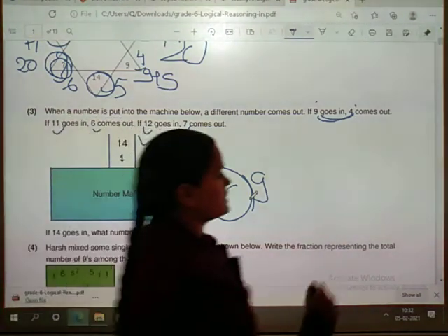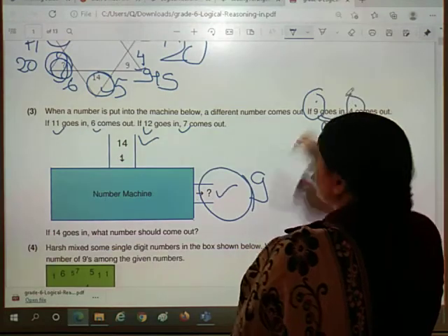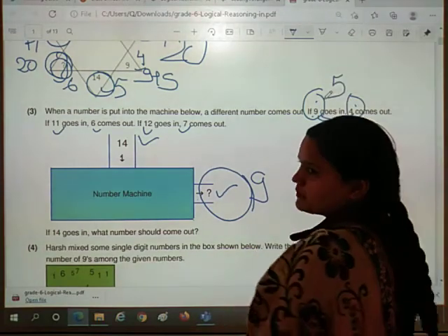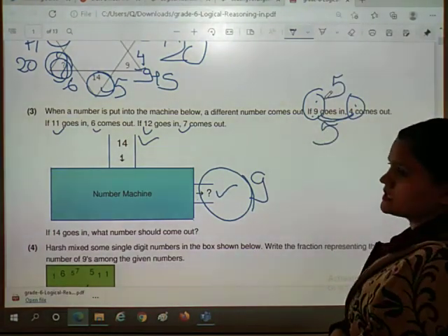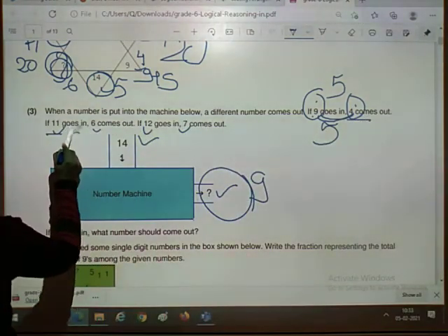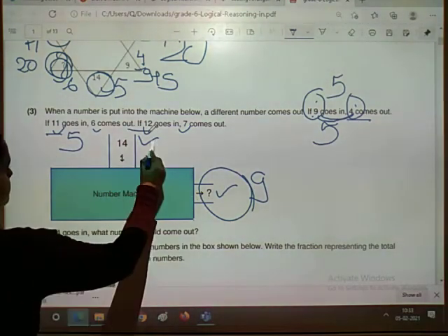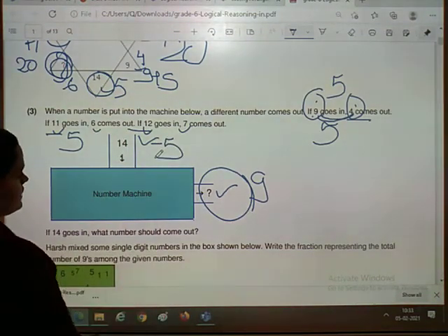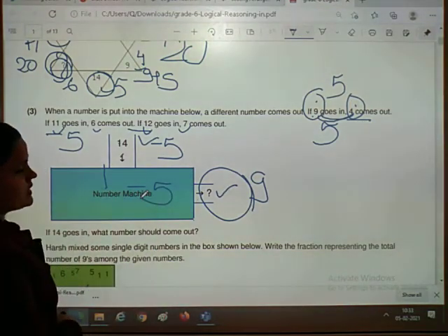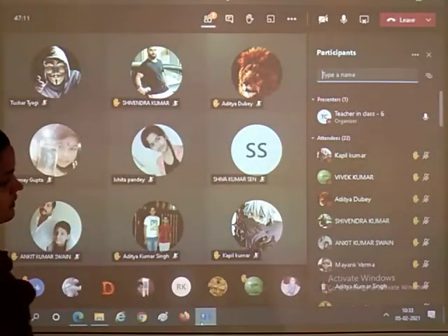Yes, because there is a difference of 5 between the entered number and the output number. When you put 11 in this machine, it becomes less 5. Now you put 12, it becomes 7, again less 5. So this time when you put in 14, it will come 9 because it is less 5. Okay, very good. Next one.